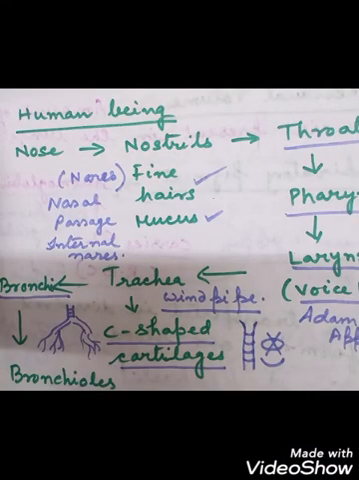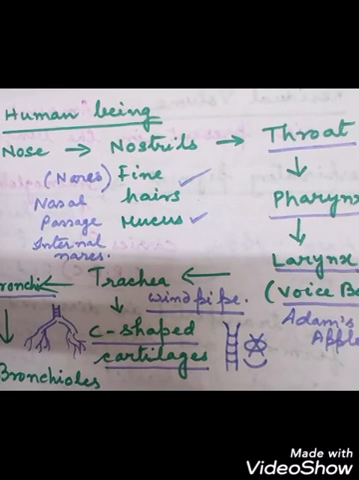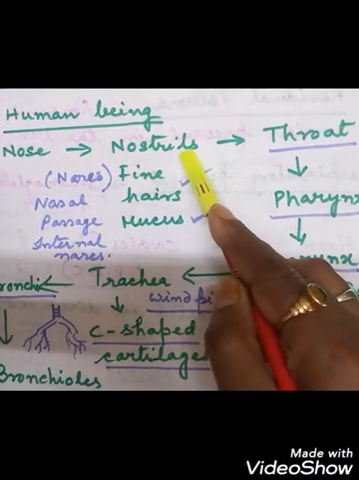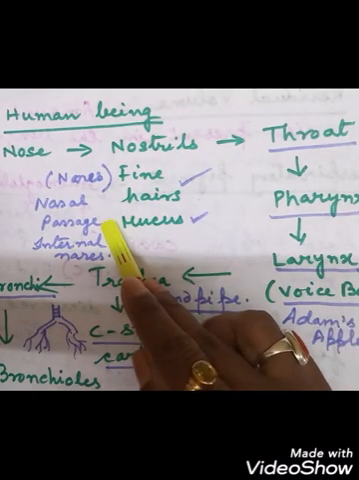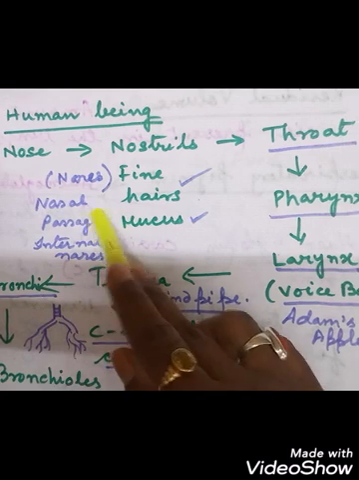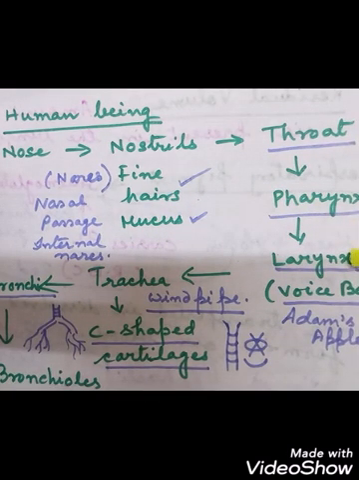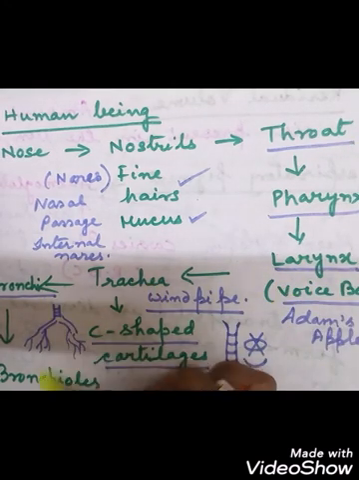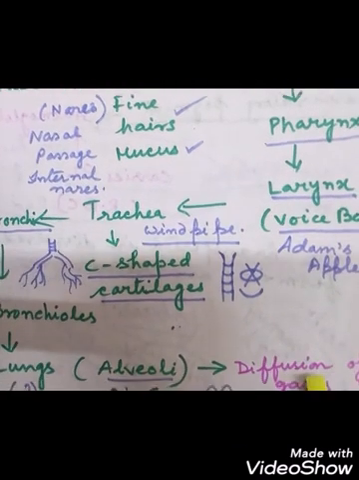Now I will tell you how the air goes inside the lungs. If you can see here, starting from the nose, the air goes inside the nasal passage, which leads to the internal nares, and then goes to the throat, then the pharynx, then it will go to the larynx. The air goes through the larynx, then trachea, bronchi, bronchioles. This way it moves on, and there you can see the lungs.